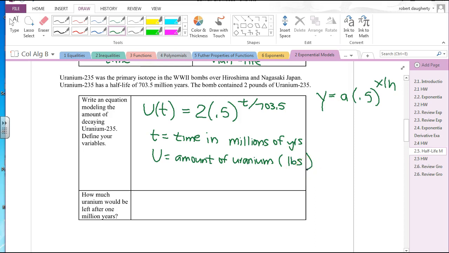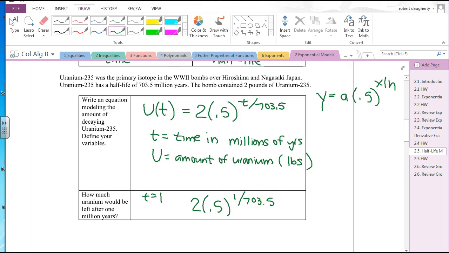So how much uranium is left after 1 million years? What do I substitute for t? t equals 1, okay? So I'll just go into my calculator and figure out what is 2 times 0.5 to the 1 over 703.5.